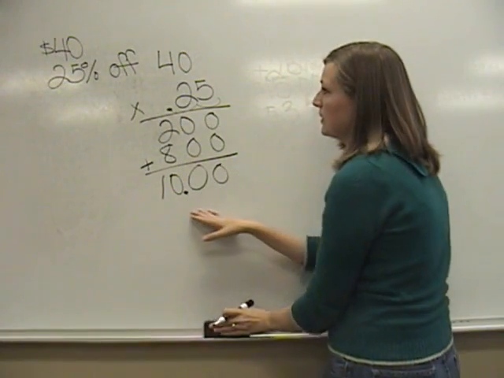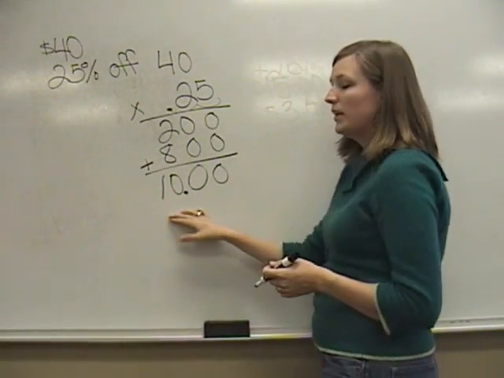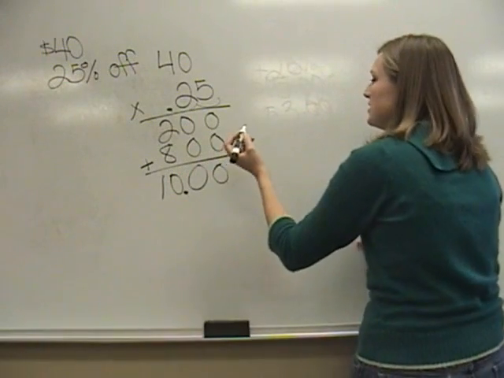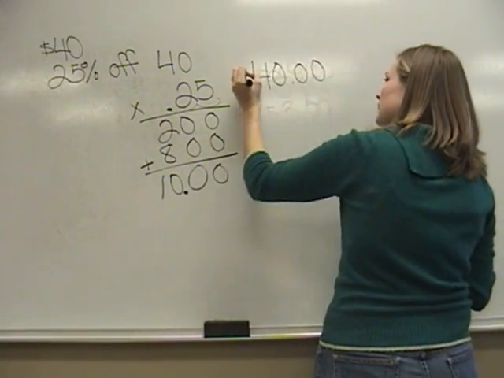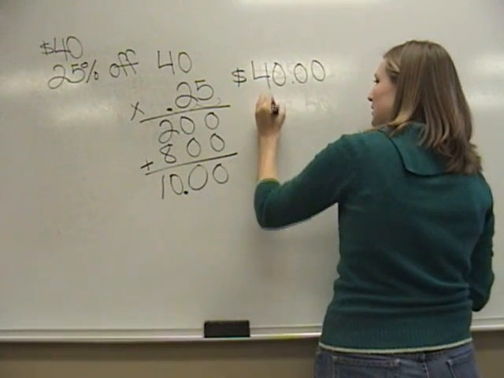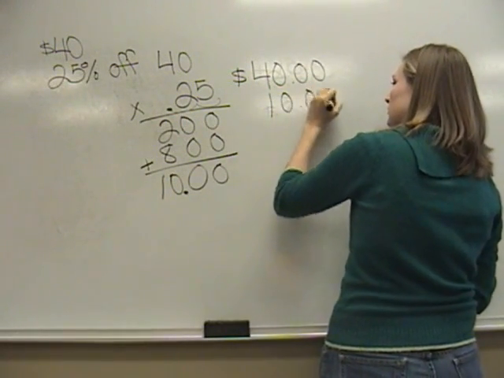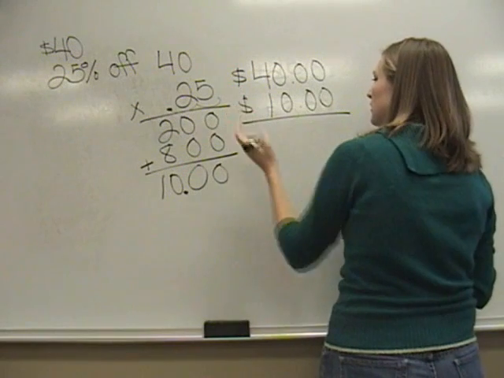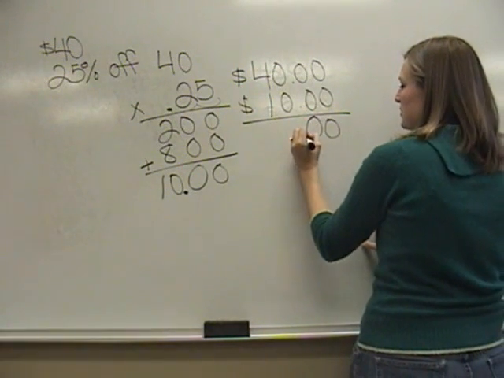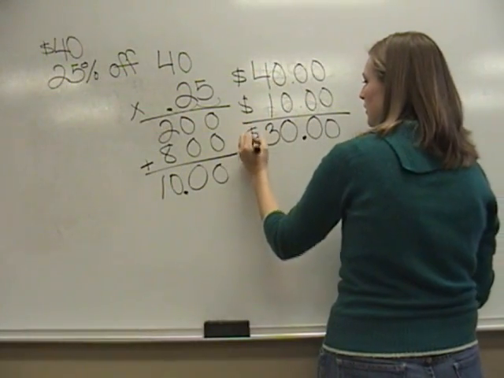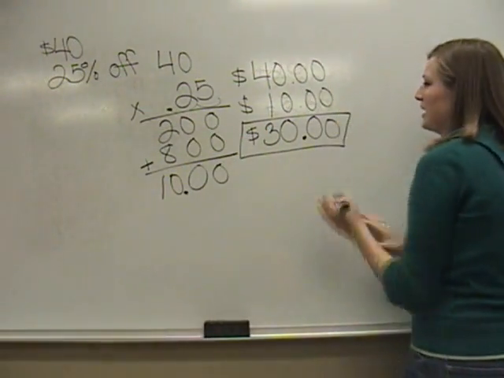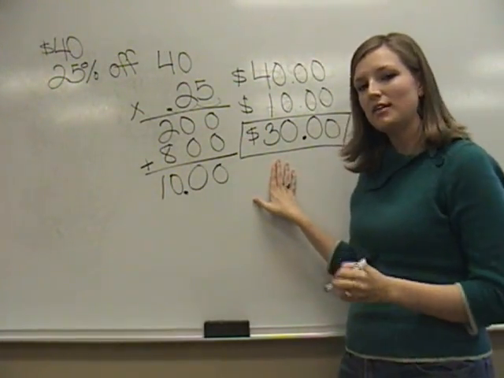So this tells me 25% of 40 is $10. So let's do the sale price. We'll take $40 and subtract $10. Work my subtraction problem. And the actual sale price of that sweatshirt is $30.